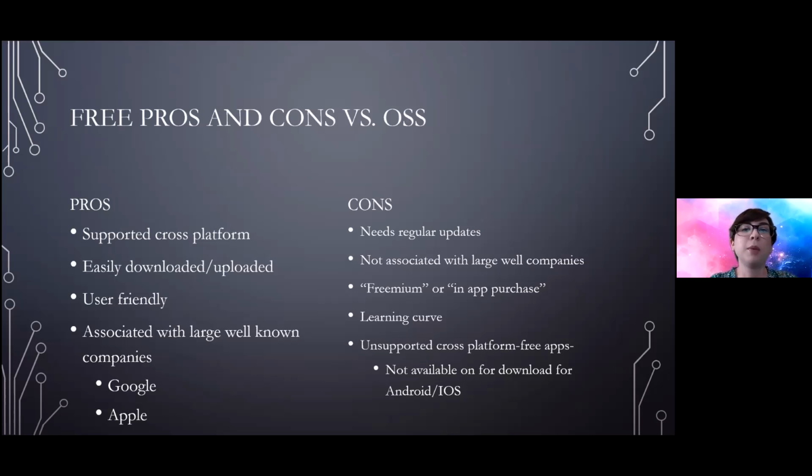And then free pros and cons versus OSS. So the pros of open source is it's usually supported cross-platform, which means that it's easily downloaded onto a Windows or a Samsung. It's easily downloaded or uploaded, user-friendly, this is free, and associated with large, well-known companies, Google or Apple. Those are the main ones you'll see with apps.